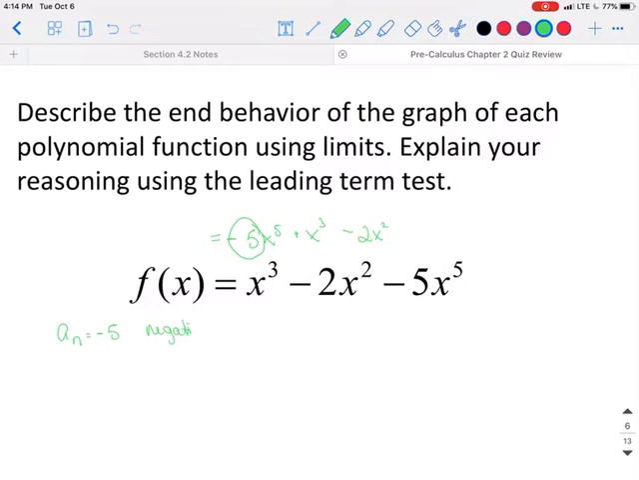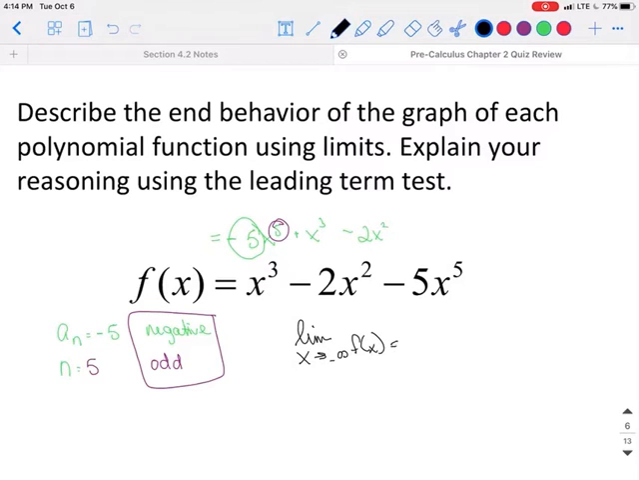So we know that it is negative. To find the degree of your function, it is the largest exponent that you have, which tells us that this is odd. So our reasoning for what our end behaviors are going to do is because this has a negative leading coefficient and an odd largest exponent, where the degree is odd.